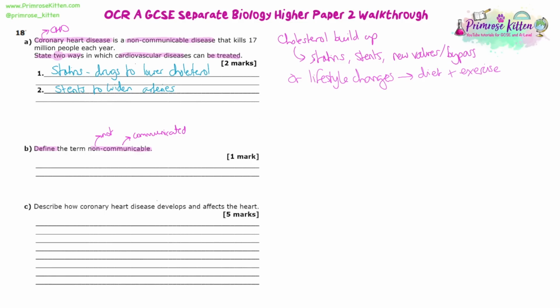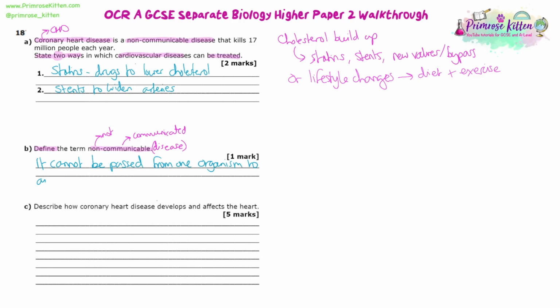Hopefully this is the definition that we've learned, so we can just repeat it. It cannot be passed from one organism to another. So it can't be spread or passed from one organism to another. You can also say obviously person to person as well. But remember, some of the diseases we talk about, communicable diseases, go between animals and humans as well, or plants and animals.